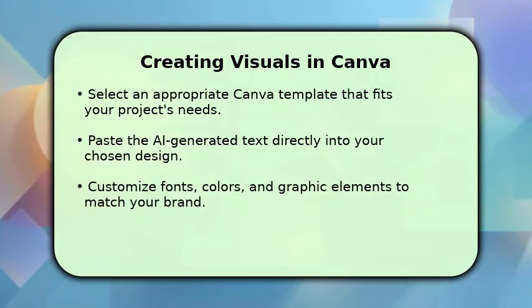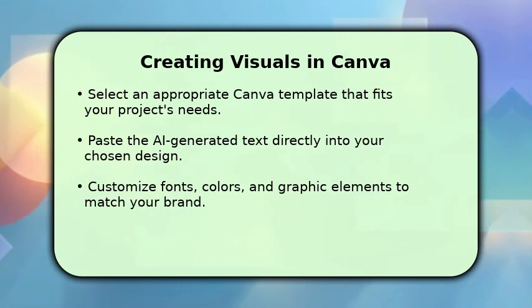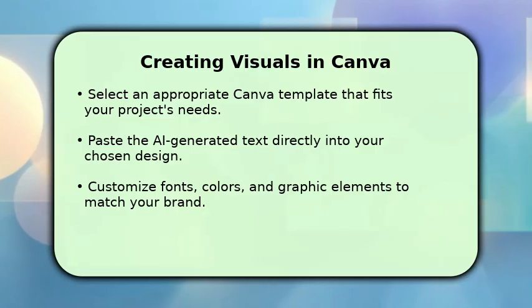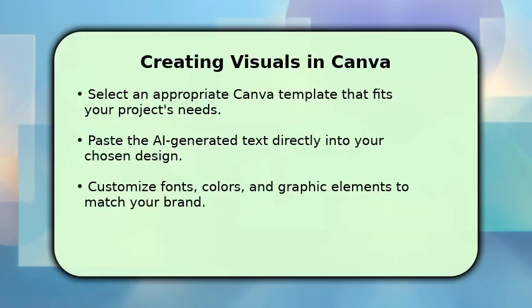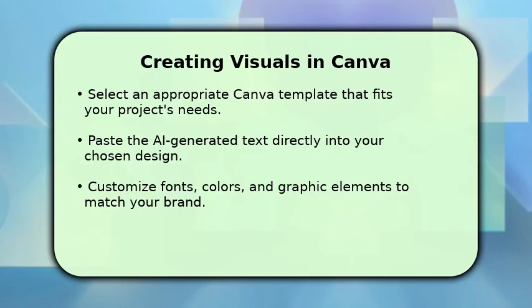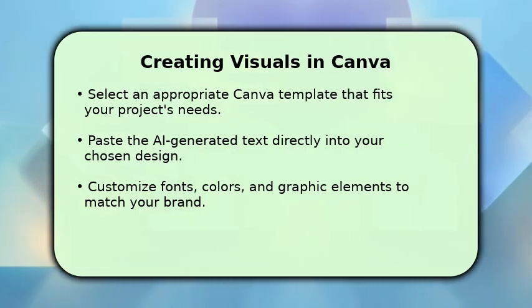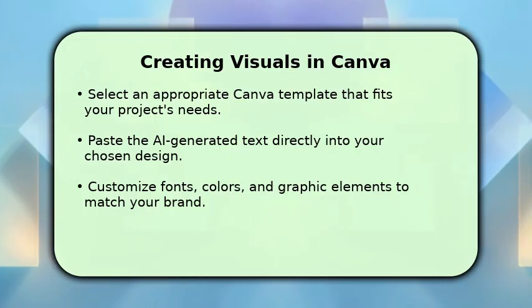Choose from thousands of professional templates, such as an Instagram post or a presentation slide. Simply copy the text generated by ChatGPT and paste it into your selected template. Then, personalize your design by adjusting fonts, colors, and adding relevant images or icons from Canva's vast media library. This step brings your AI-powered ideas to life visually in just a few clicks.